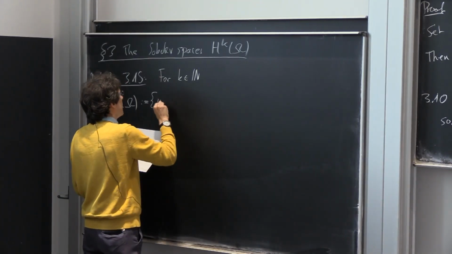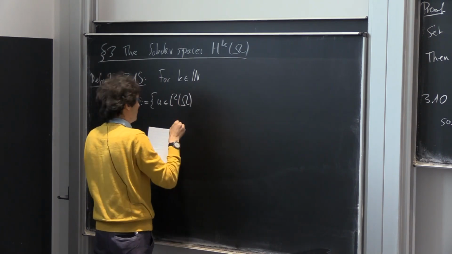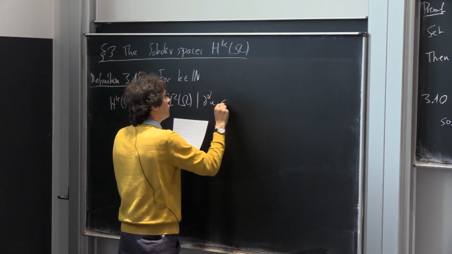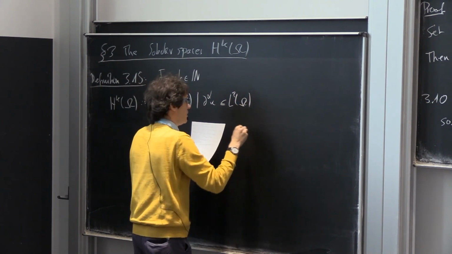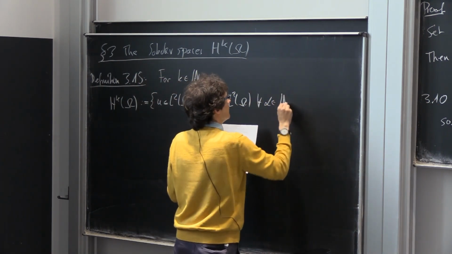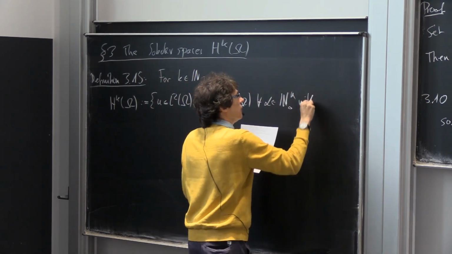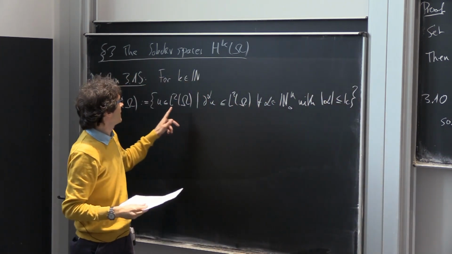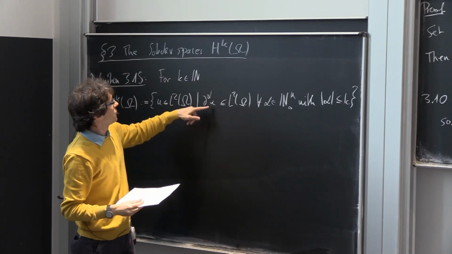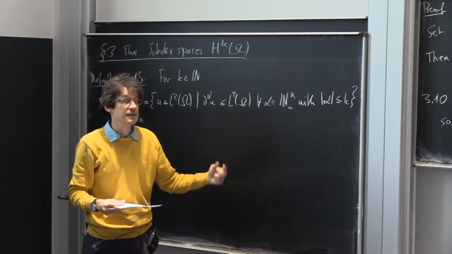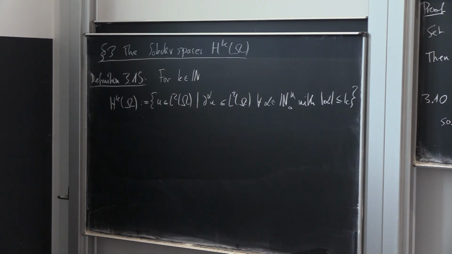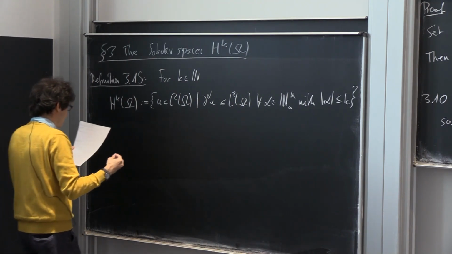And this gives Hk. So this is the vector space of all L2 functions such that D^alpha u is also an L2 function for all multi-indices alpha of length less or equal k. So this means it's the set of all L2 functions such that the weak derivatives up to order k all exist, and all of these derivatives are L2 functions. So this is called the Sobolev space of order k.